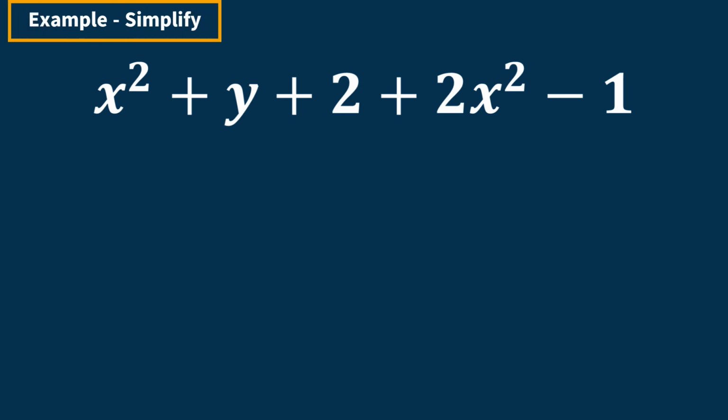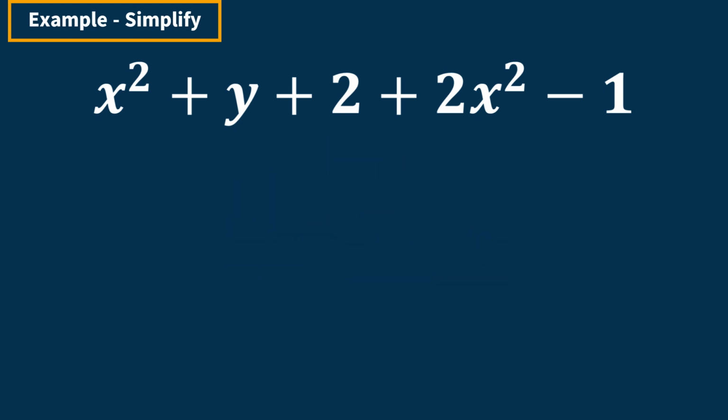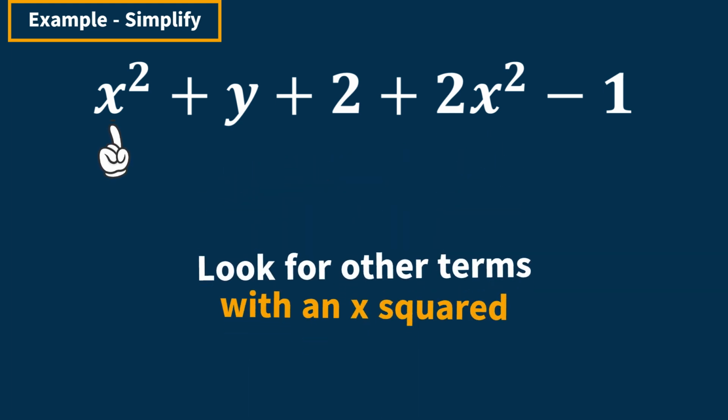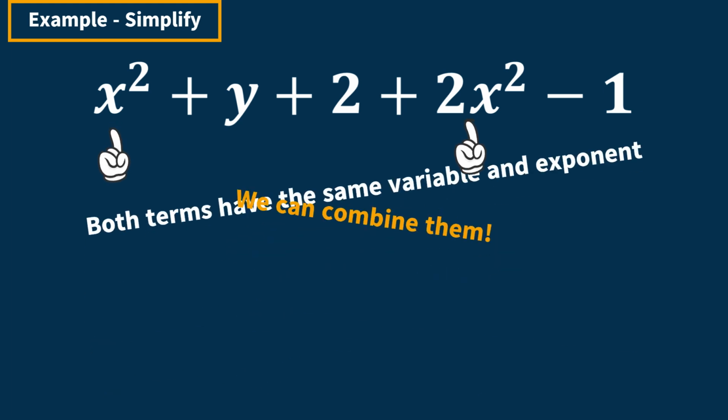Example. Simplify. We are given x squared plus y plus 2 plus 2x squared minus 1. We are going to simplify this variable by variable. Let's look at the first term. We have x squared. What we want to do is look for any other term that has an x squared in it. We can see that there is also a 2x squared term. Since both of these terms have an x squared, we can combine them.